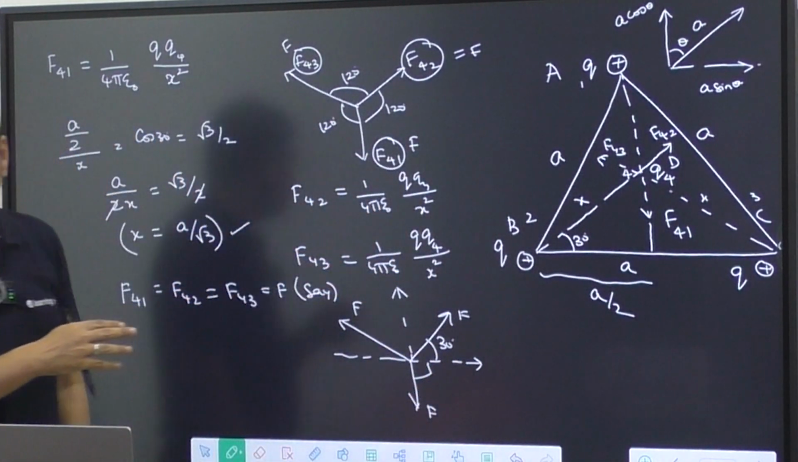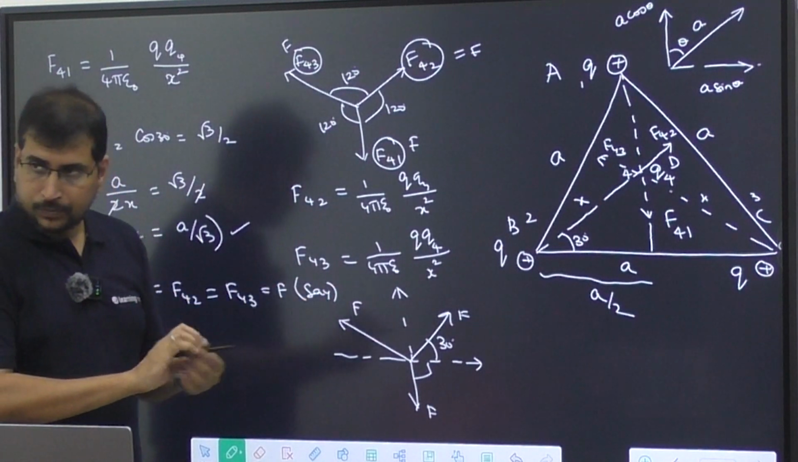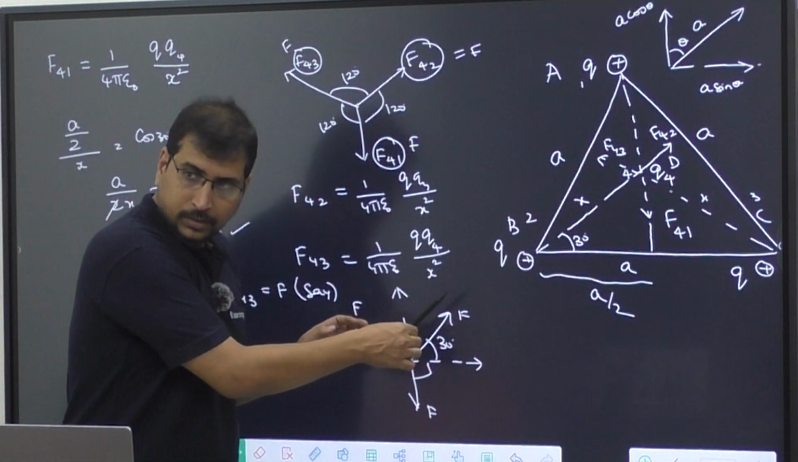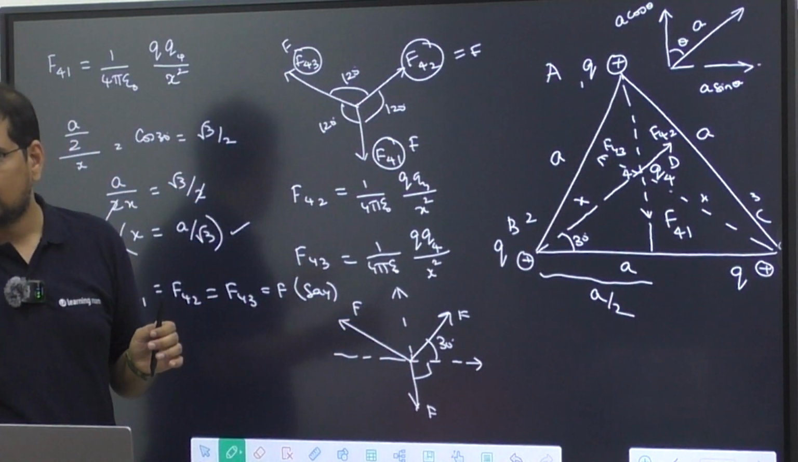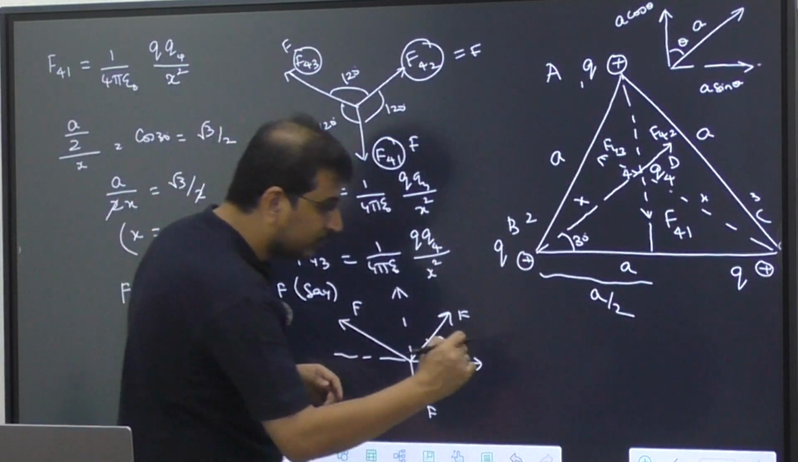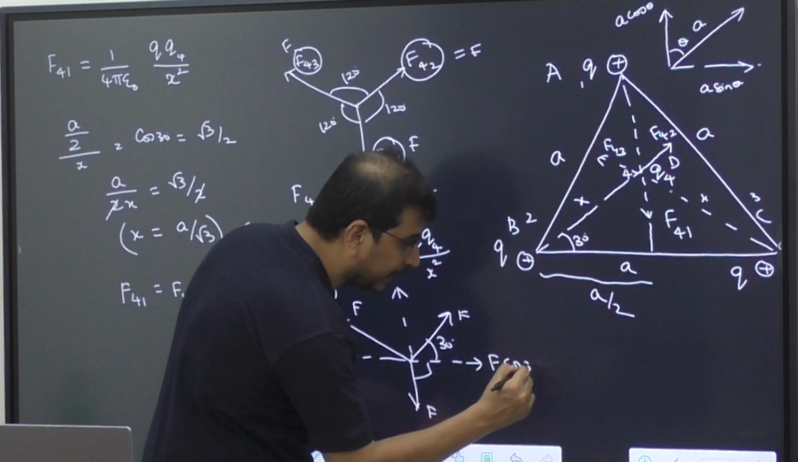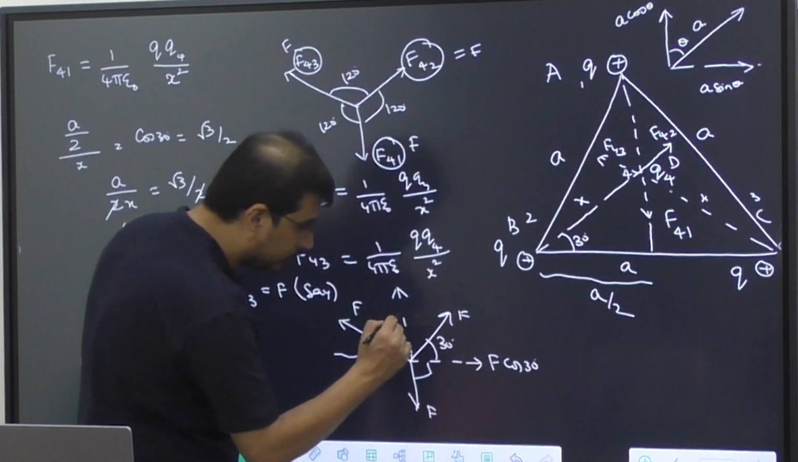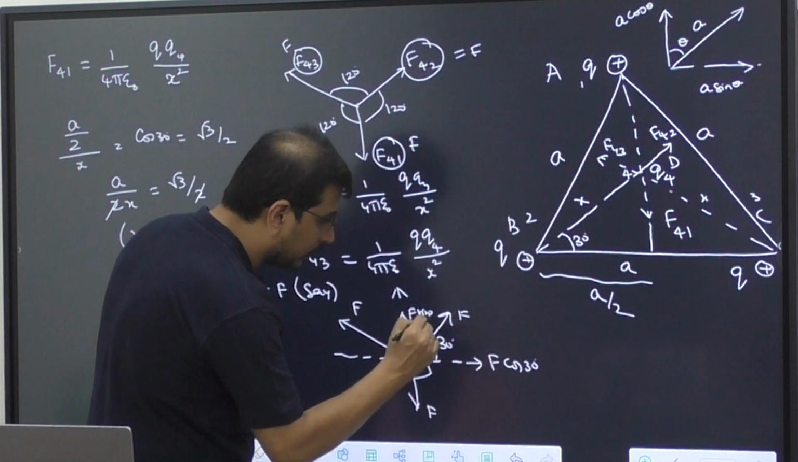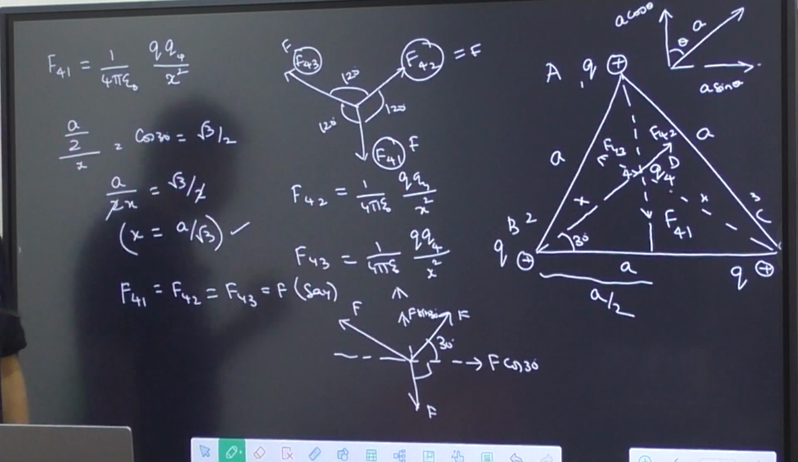So how should I break them? Very simple. In which quadrant is it lying? First quadrant. First quadrant, x and y both are positive. Component will be to the right of it, cos 30, and vertically it will be sin 30. I hope I'm clear on this.